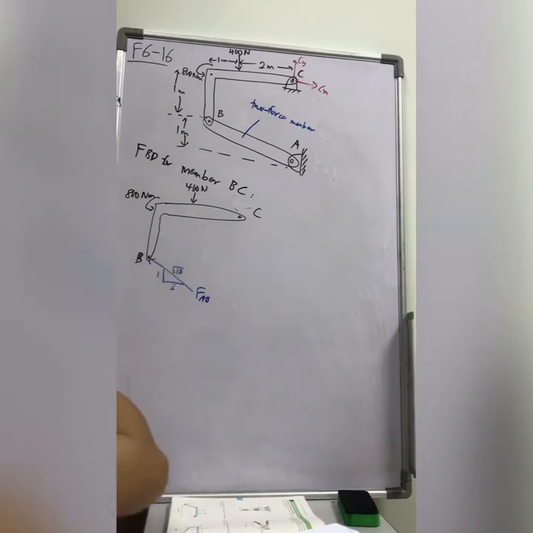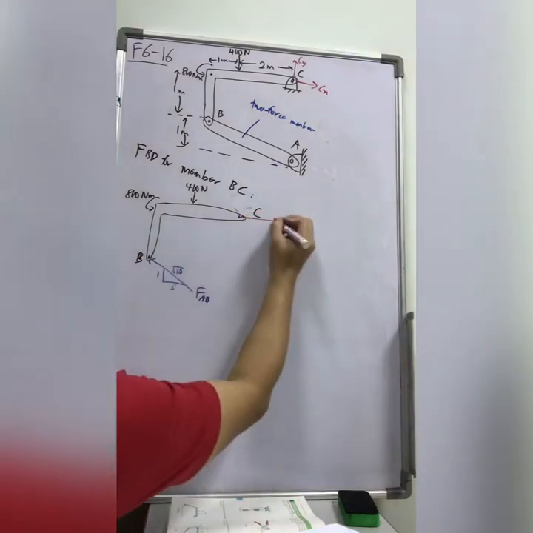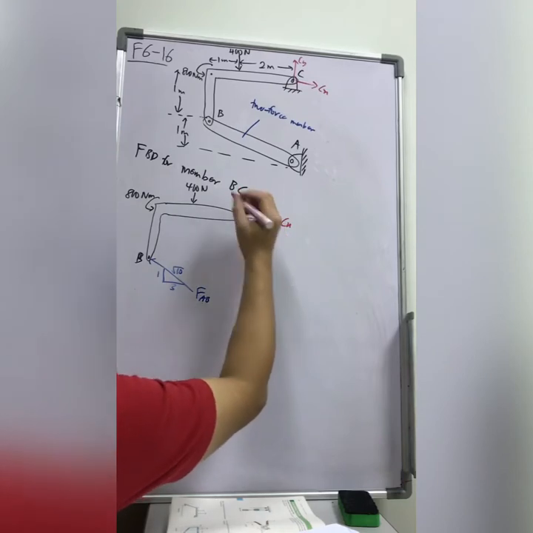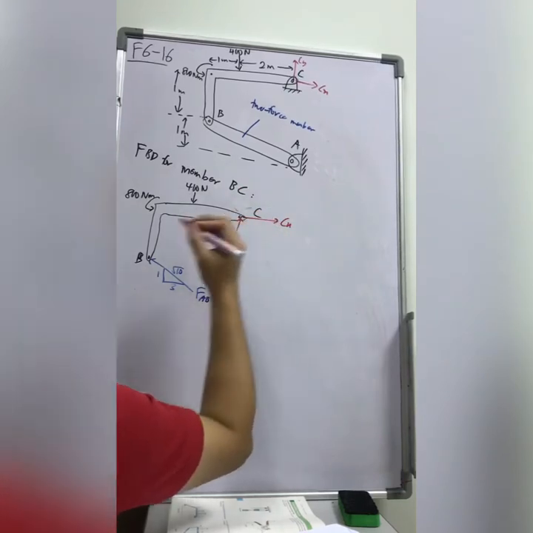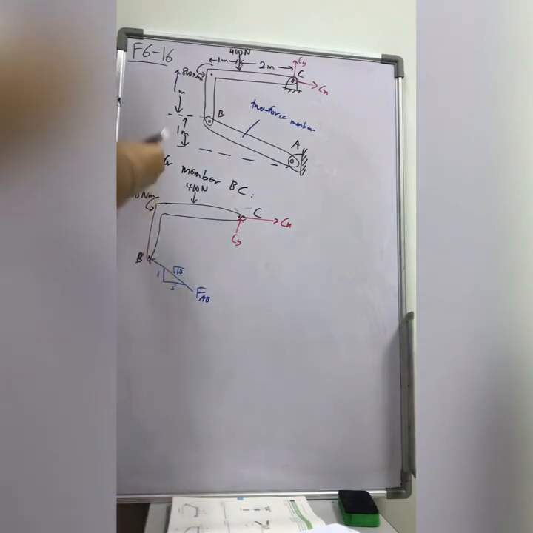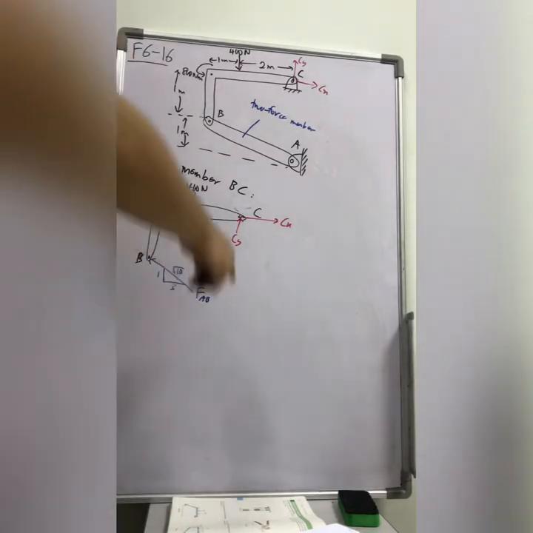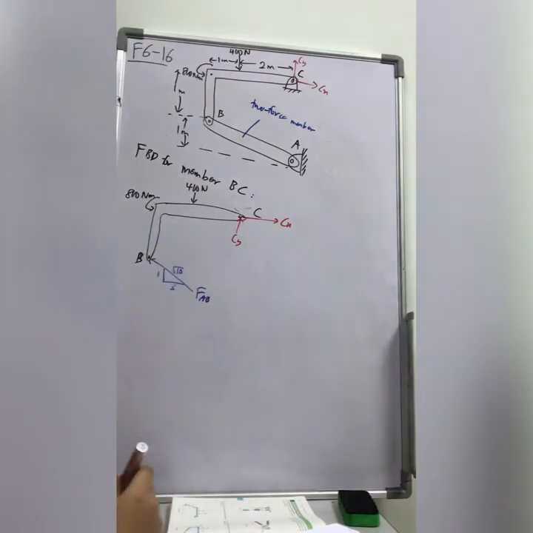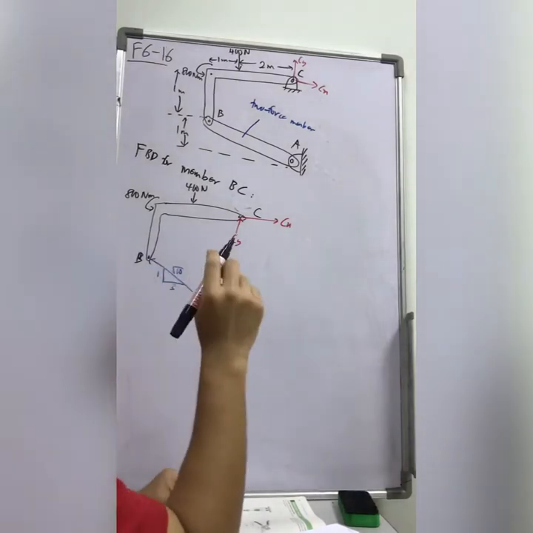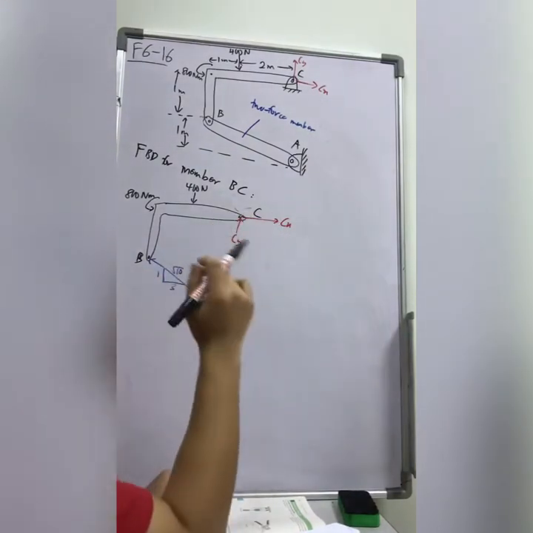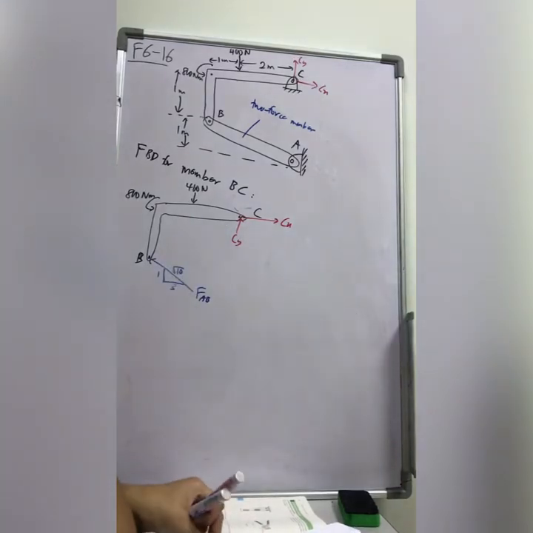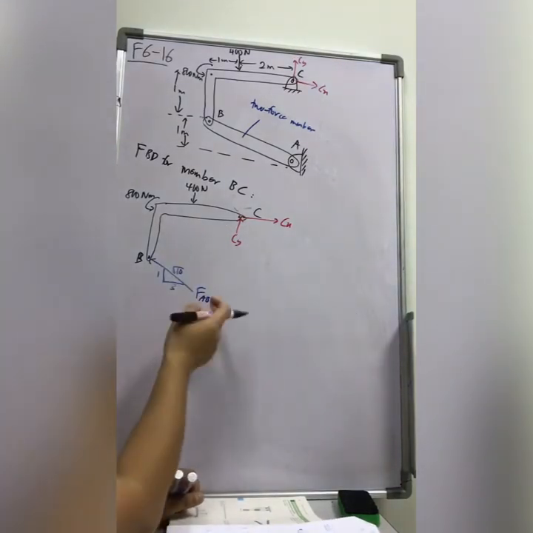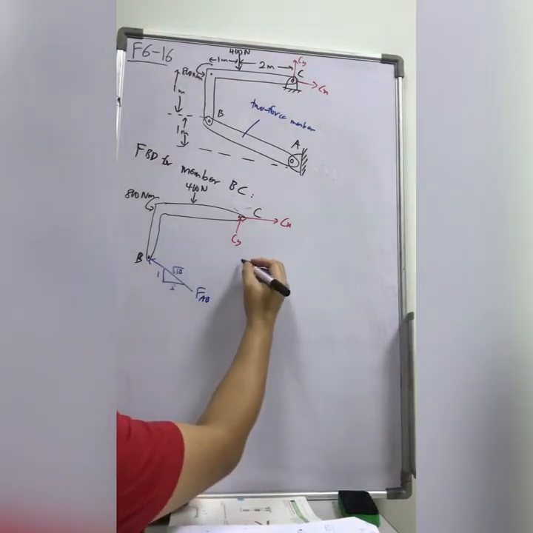Next, what happened at C? You have Cx, and of course you have Cy. These two are the ones that you want to find. But of course, in the process, we need to find FAB as well, because otherwise you cannot find Cx. To find Cx and Cy, you can do a couple of things, but for instance, you want to find FAB first.